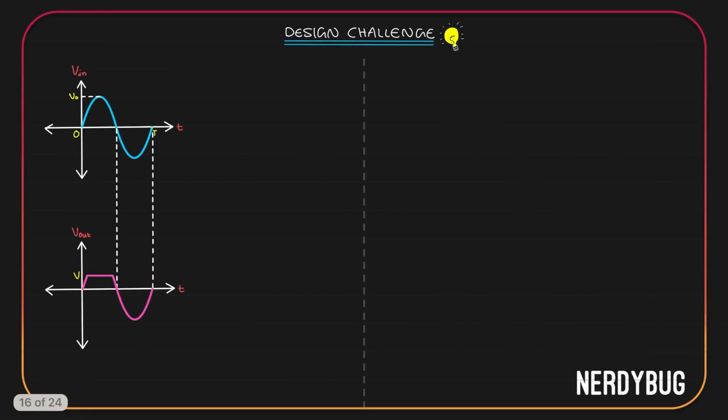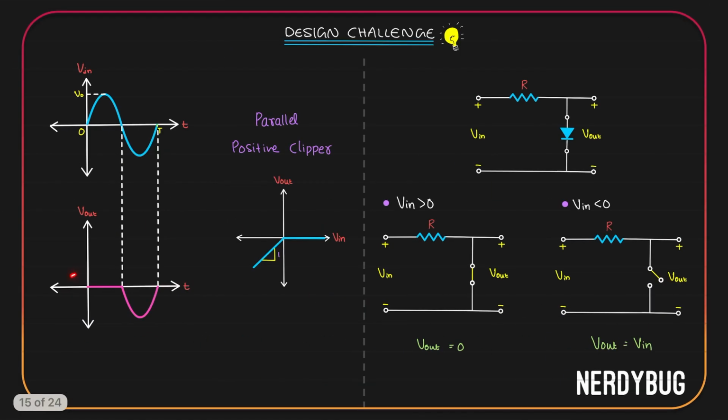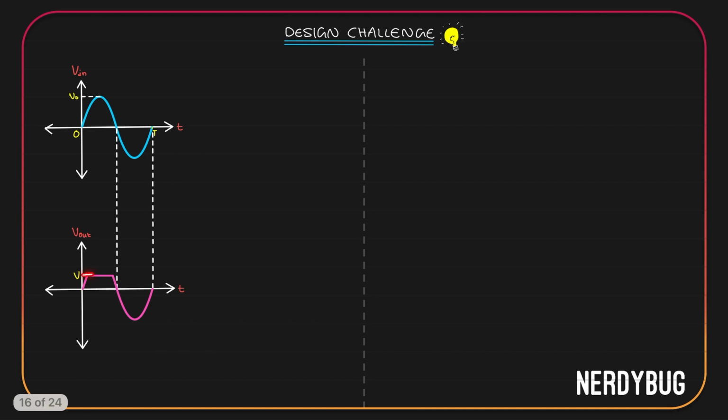Let us see the next challenge. Again, I have the same sinusoidal input. At the output, I want the clipping to happen at V. Everything above V is being clipped, so we can consider this to be a positive clipper. In the previous case, the clipping happened at 0 level. Now the clipping is happening at V. That is the only difference. So we need a positive clipper and the clipping should happen at V.